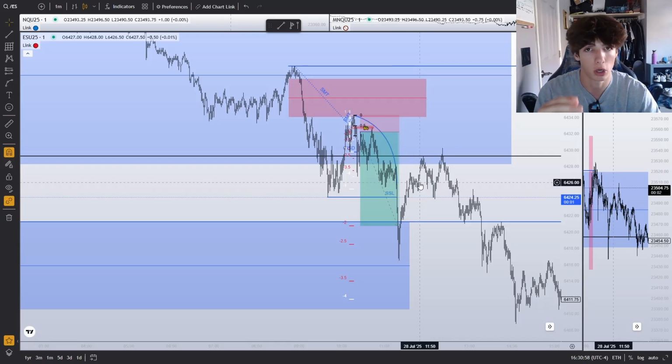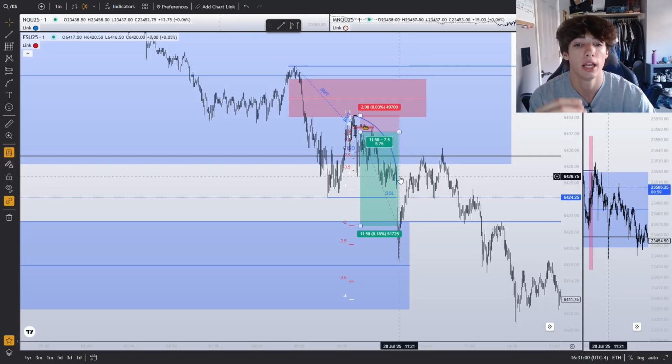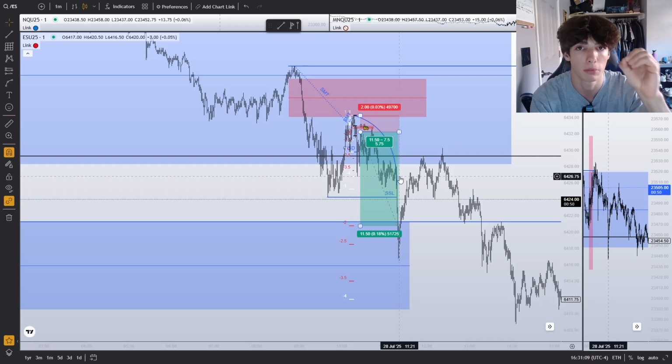If you become a student of these market maker models, this will change your trading. This is truly how the market moves, through models, not through trends, uptrends, downtrends. Market maker models are what the market moves off of. Master these and you will be incredibly profitable.